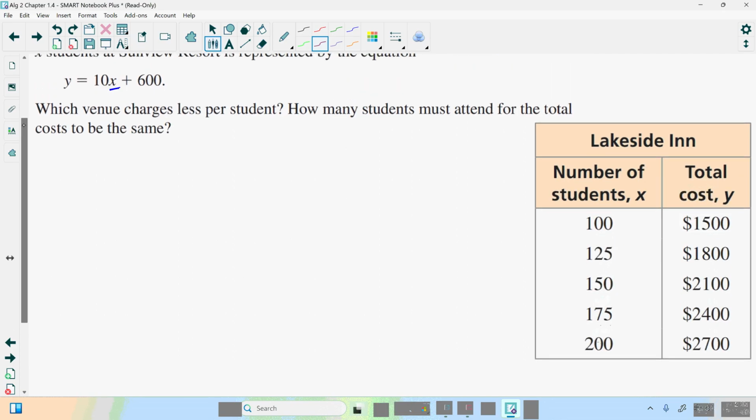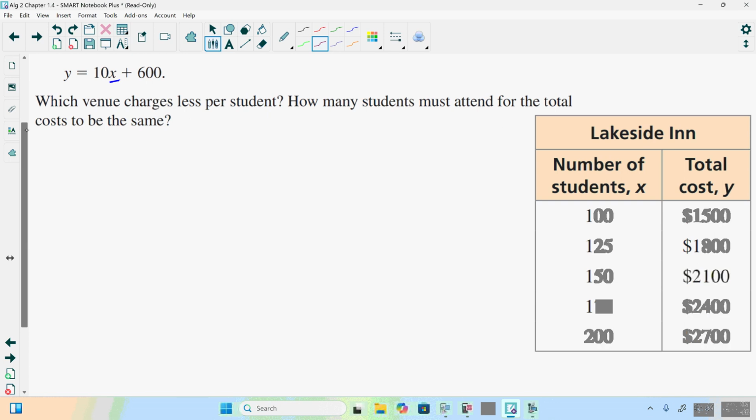We know how much Sunview is charging, but do we know how much Lakeside Inn is charging per student? Well, no, we need to figure that out, and we're going to find it by finding the slope. As more students attend, we're paying more. The amount that's changing is not so much the starting cost to go there. It's changing based on how many students attend. So we can use that to figure out the slope, the cost per student.